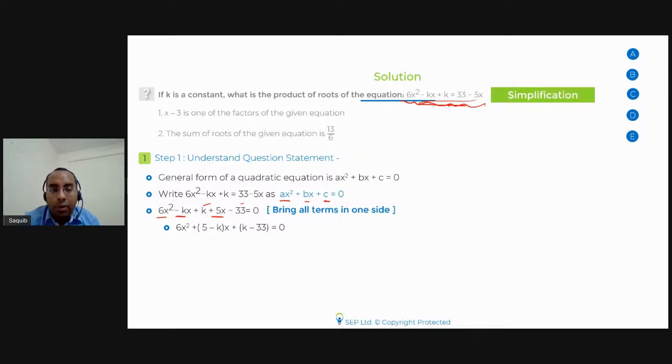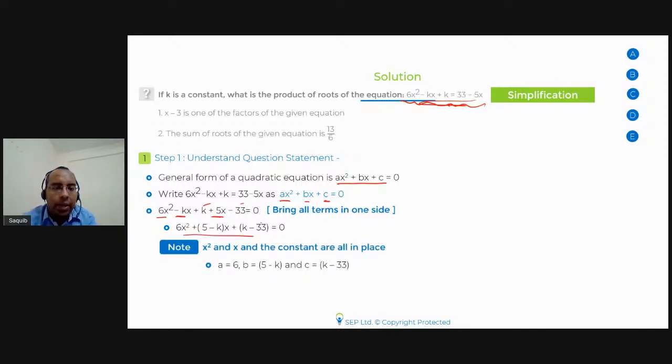It's important. Now see how a complicated looking expression has been reduced to something which is very easily readable and understandable. Now you can compare it with this equation. Compare this and you can say, okay, A is now 6, B is now 5 minus K, and C is now K minus 33. Now you know A, B, C.